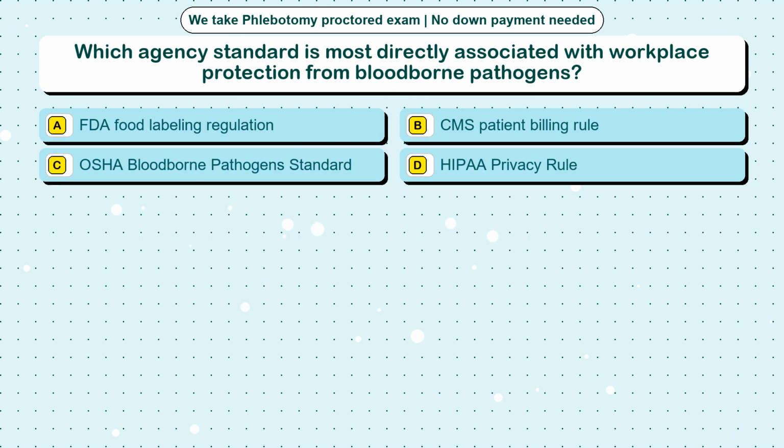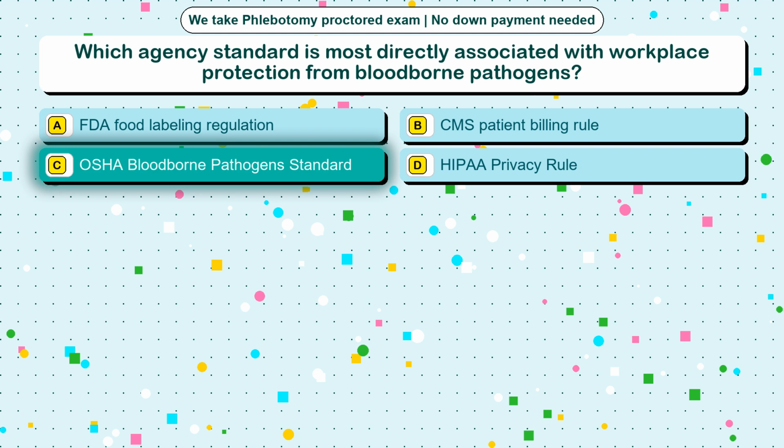Question 37. Which agency standard is most directly associated with workplace protection from bloodborne pathogens? Option A, FDA Food Labeling Regulation. Option B, CMS Patient Billing Rule. Option C, OSHA Bloodborne Pathogens Standard. Option D, HIPAA Privacy Rule. The correct answer is option C, OSHA Bloodborne Pathogens Standard.